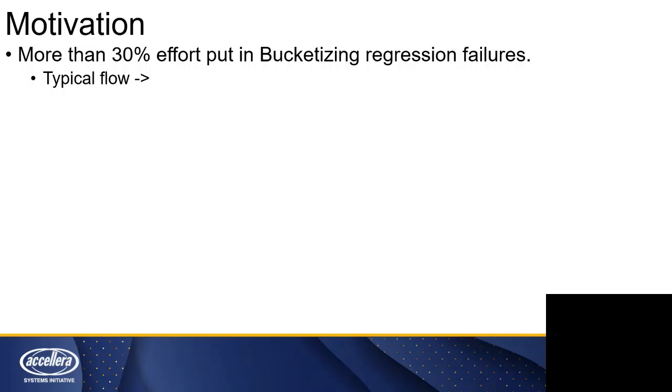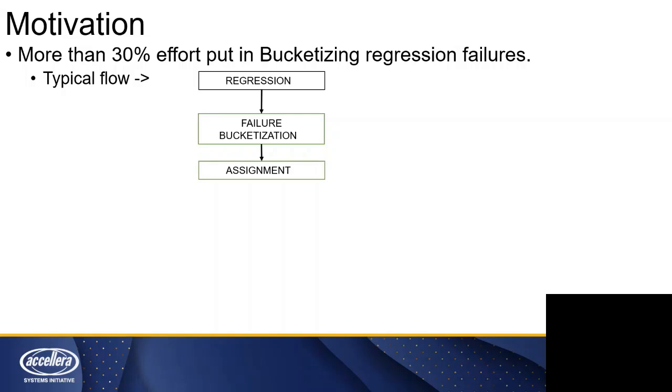A typical design debugging flow has the following phases: regression, failure bucketization, assignment, debug, fix, and fix validation phase. The goal of regression is to ensure the design performs as expected by launching and executing test lists. Literature survey suggests that failure bucketization is a fast-growing regression pain, occupying up to 30% of the debugging effort.